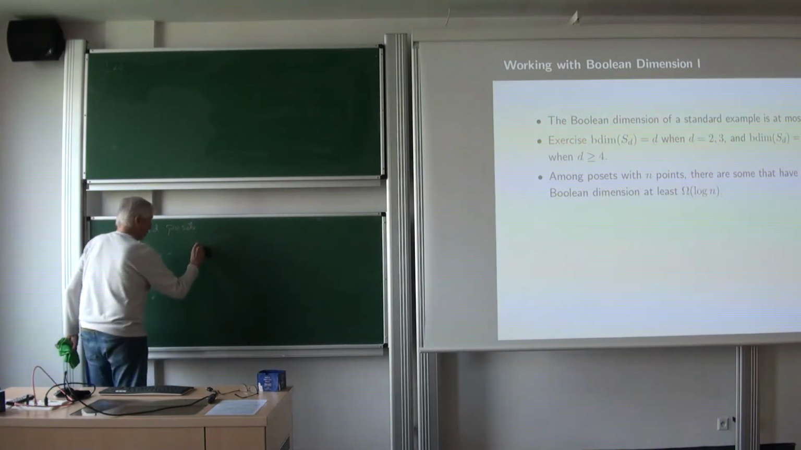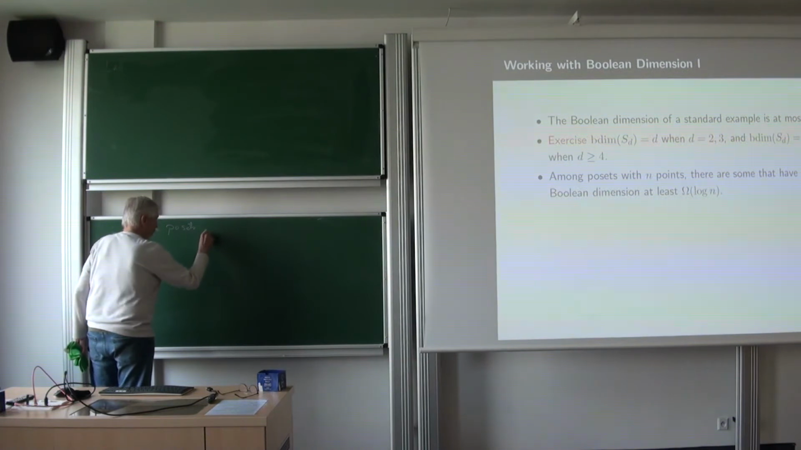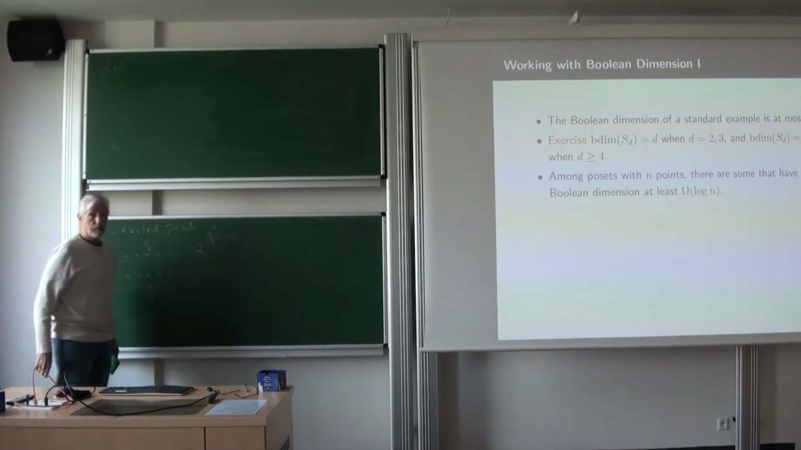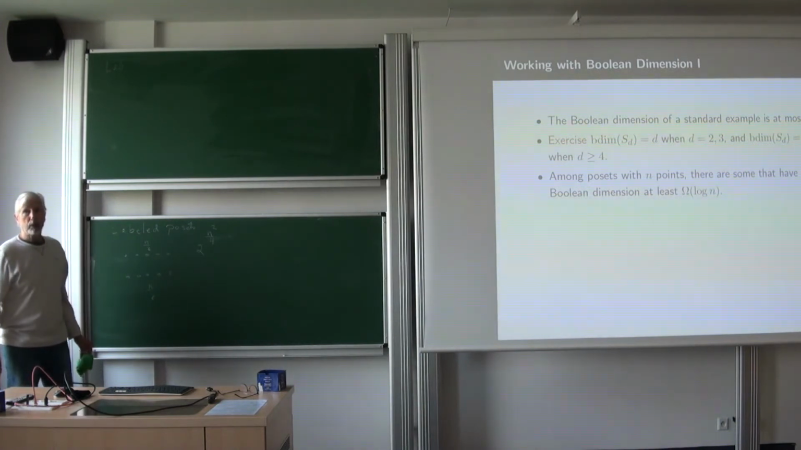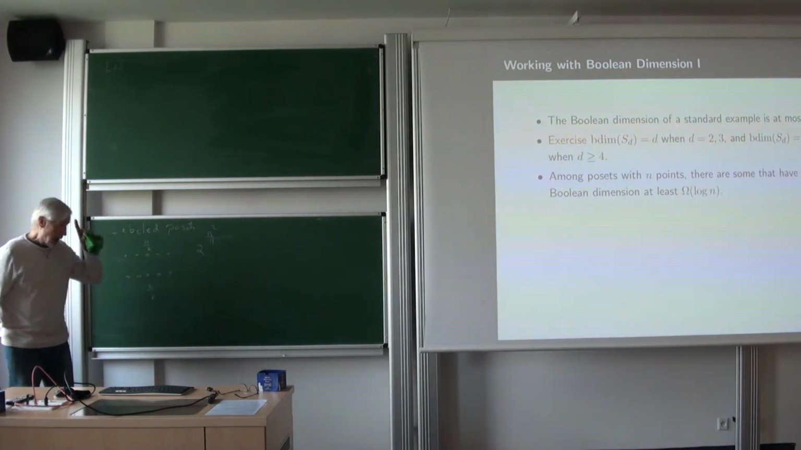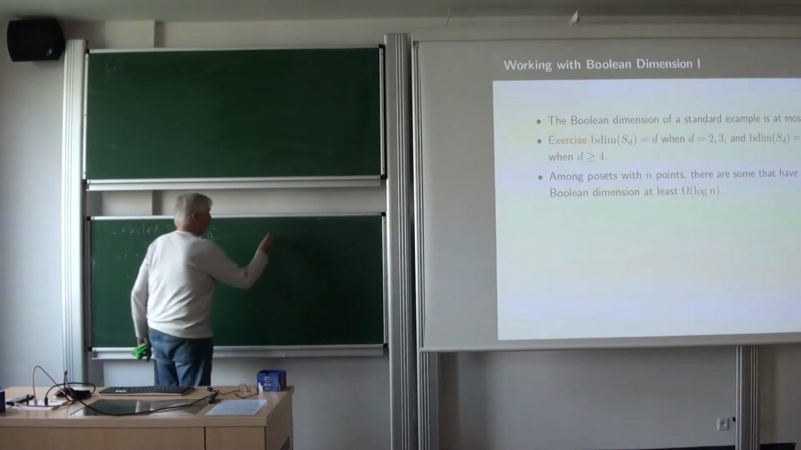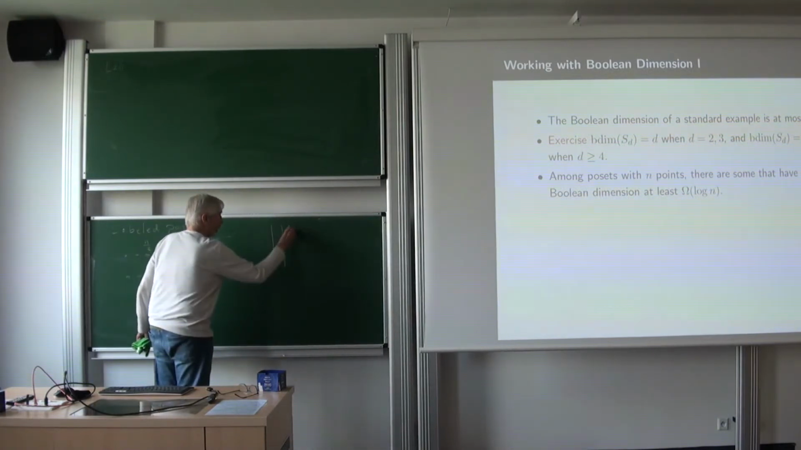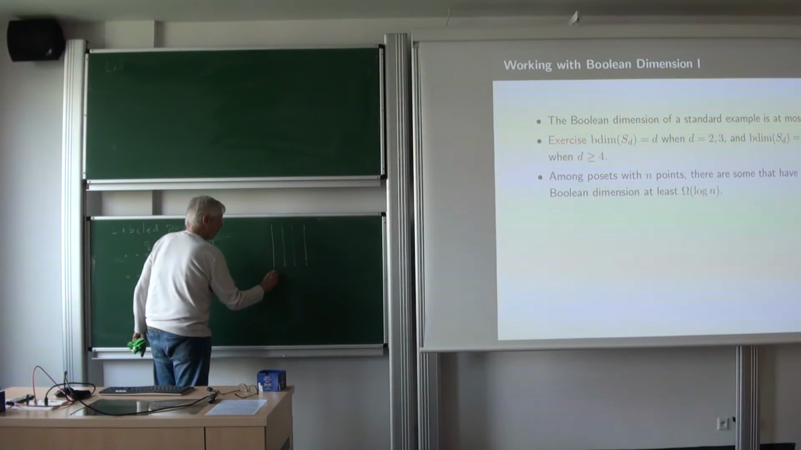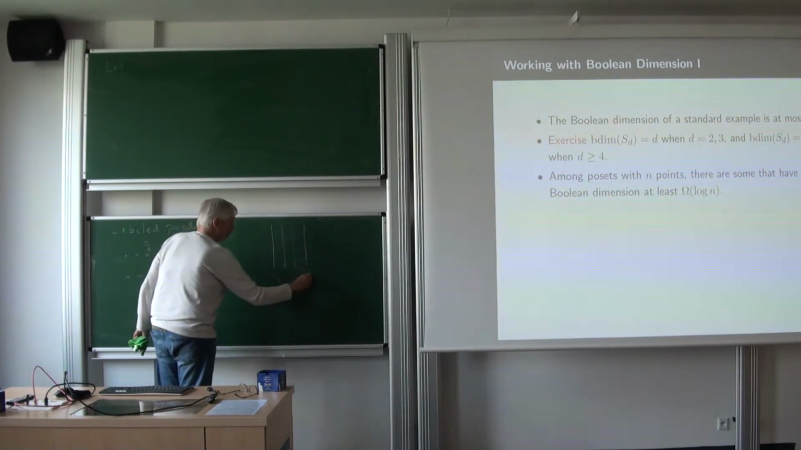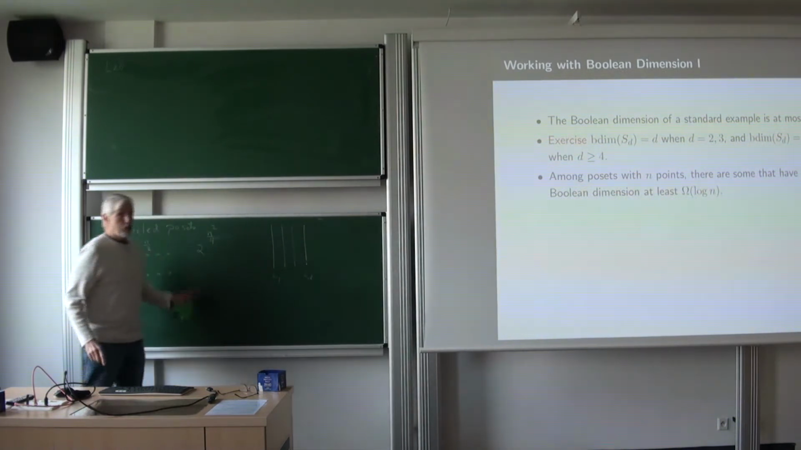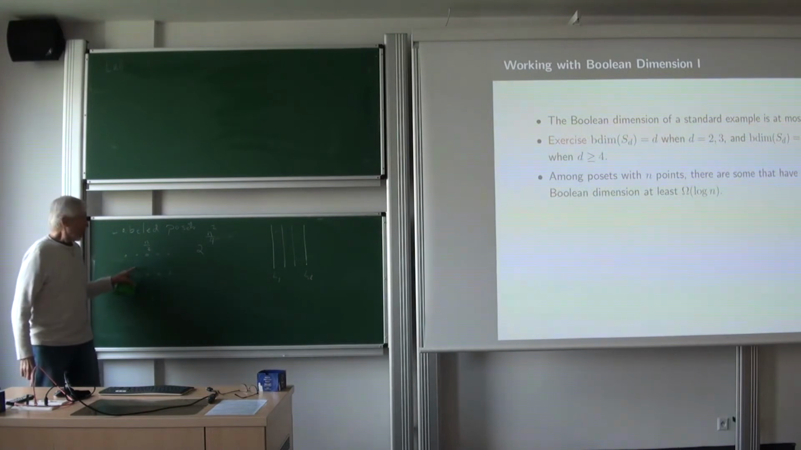So apart from the labeling, you still have 2 to the n squared over 4 posets. That's a lot of posets. All right, now I'm going to make up a Boolean realizer. So what do I get to do? I get to make up L1 up to LD. But each one of those is a linear order on a ground set of size n.